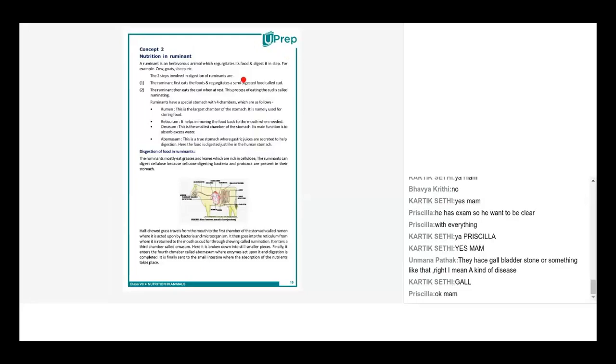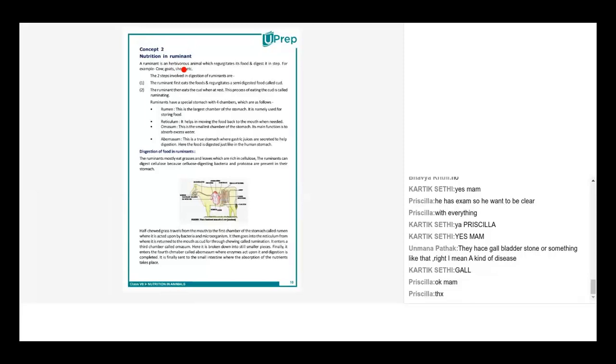Now coming to the second concept, which is nutrition in ruminants. We have studied about holozoic, right? So here ruminants would also come under holozoic because they also eat whole food. Whole food as in the leaf, the cabbage or whatever. They can have it as a whole. They don't need simple food like plants, right?